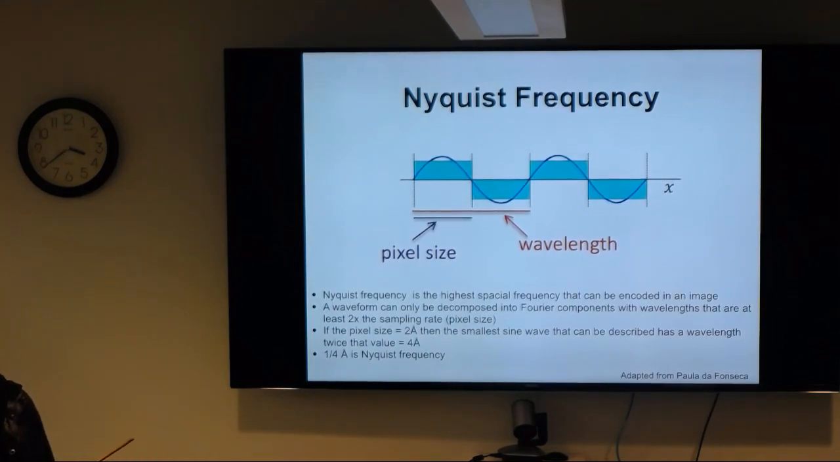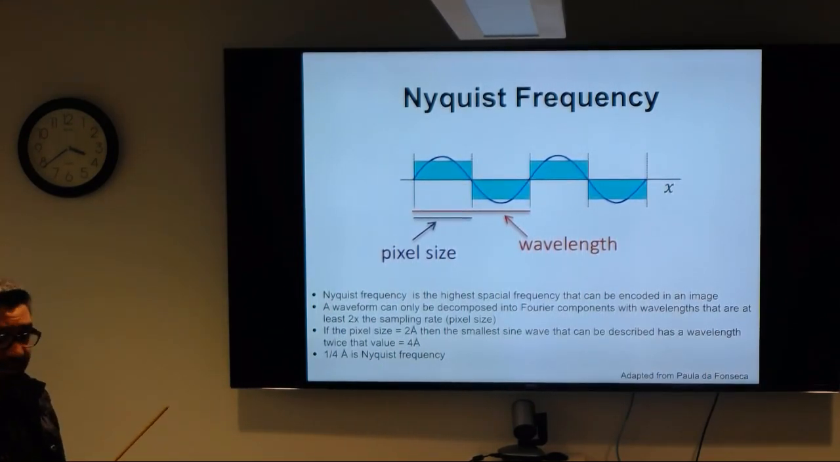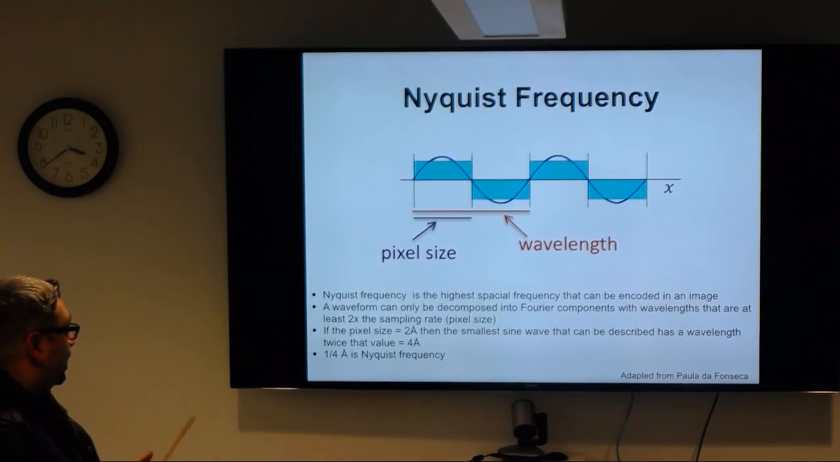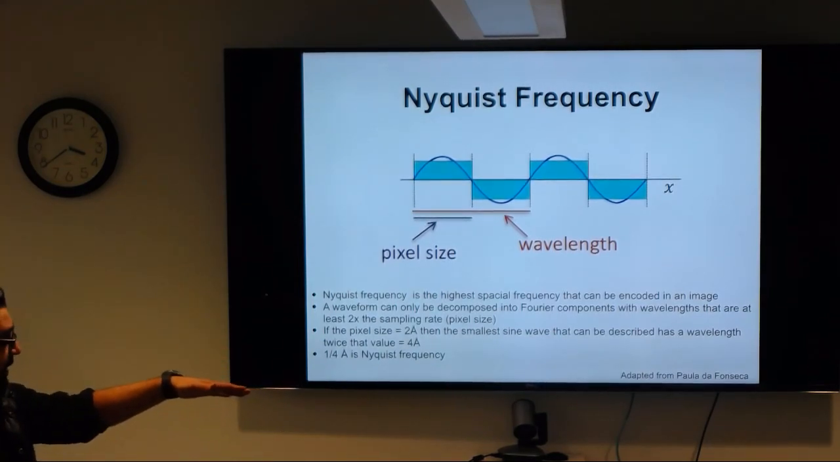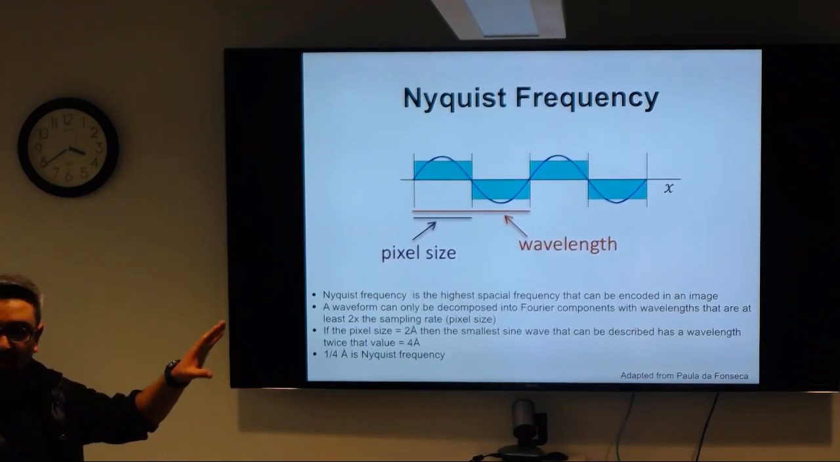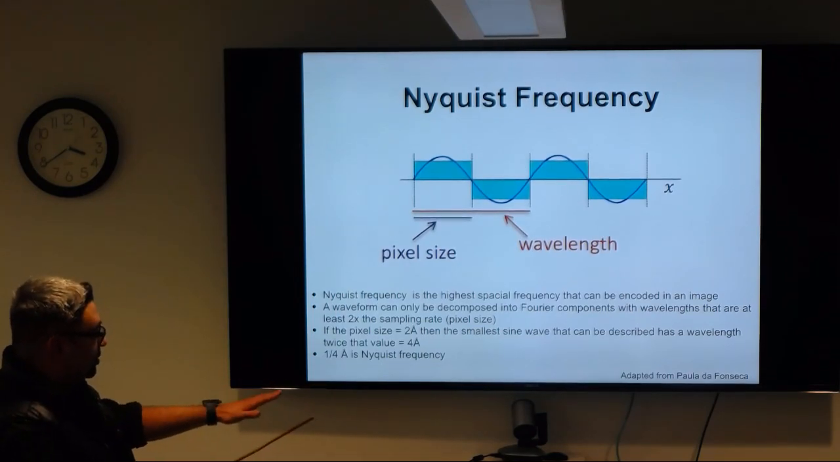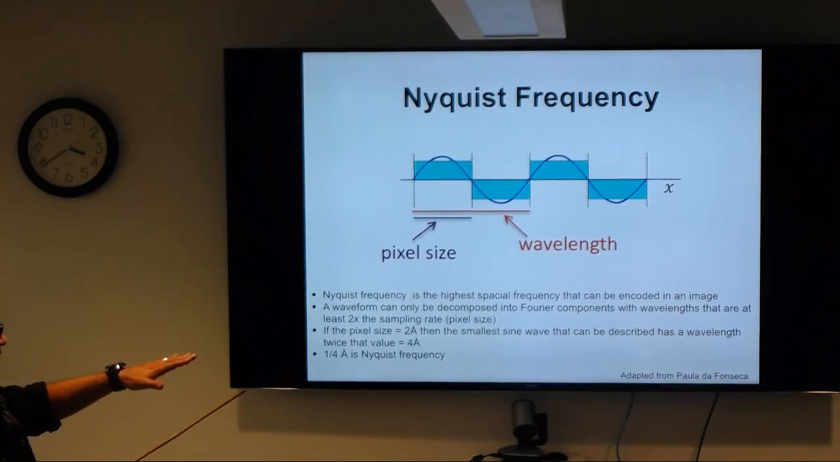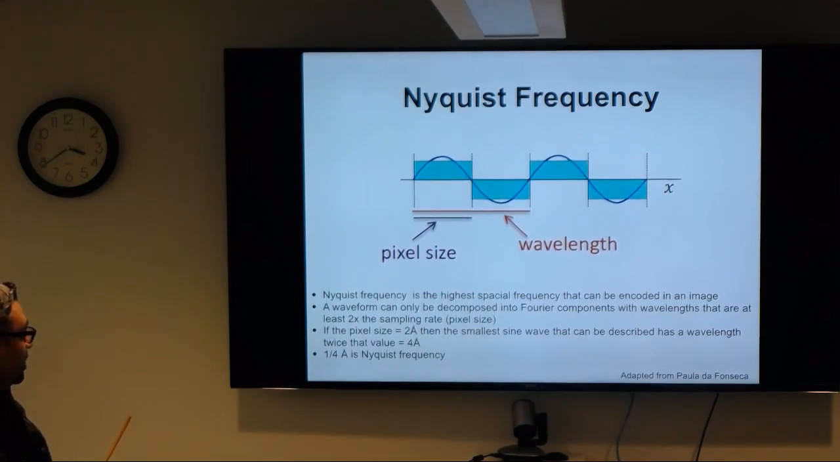And so what about Nyquist frequency? Nyquist frequency is the highest spatial frequency that could be encoded in an image. Okay, so a waveform can only be decomposed into Fourier components as shown previously, with wavelengths that are at least 2 times the sampling rate, otherwise known as the pixel size. So if the pixel size is 2 angstroms, then the smallest sine wave that could be described has a wavelength twice that value, which is equal to 4 angstroms. So 1 over 4 angstroms is the Nyquist frequency.